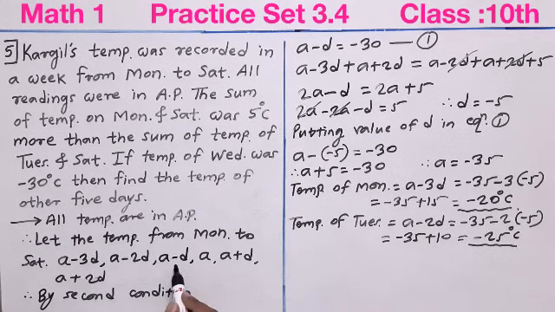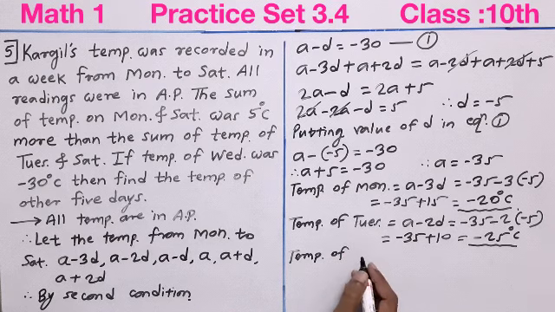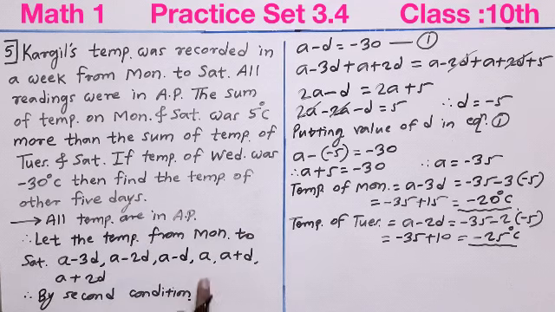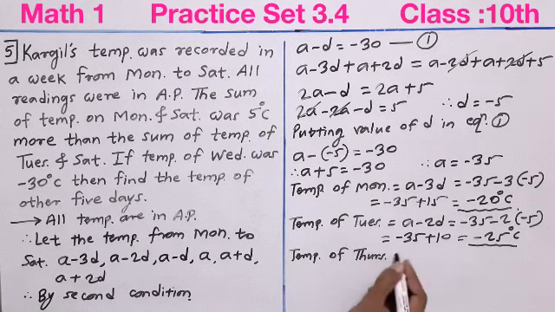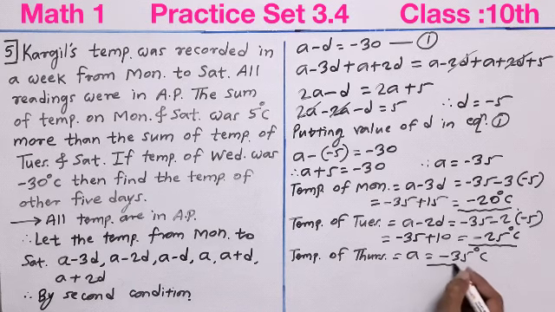Now we don't have to find out the temperature of Wednesday. We can write it directly. Temperature of Wednesday, we don't need to write it also, because we have to find out only the temperature of the 5 remaining days. So the next is temperature of Thursday. So the temperature of Thursday is here A, and the value of A is negative 35. So you can write it directly, negative 35 degrees Celsius. We get it directly without any calculation.